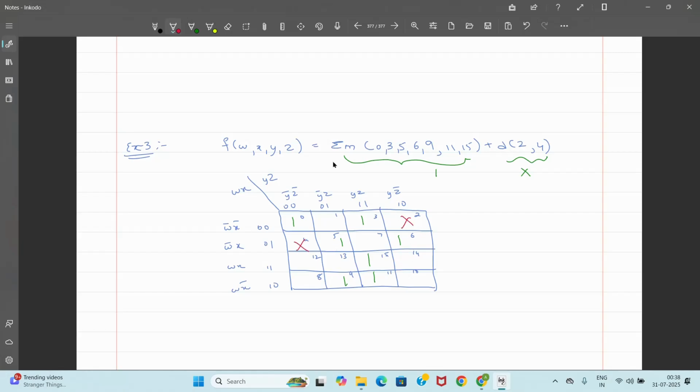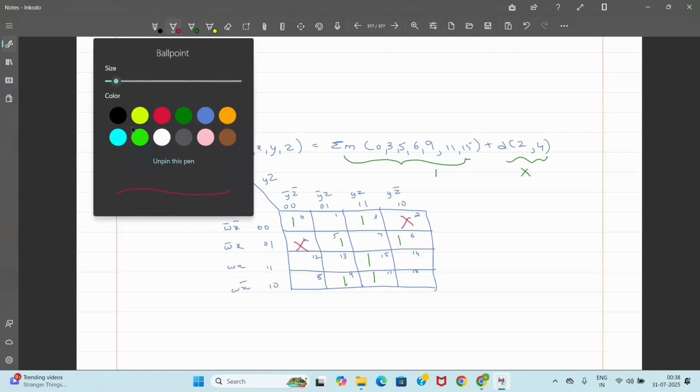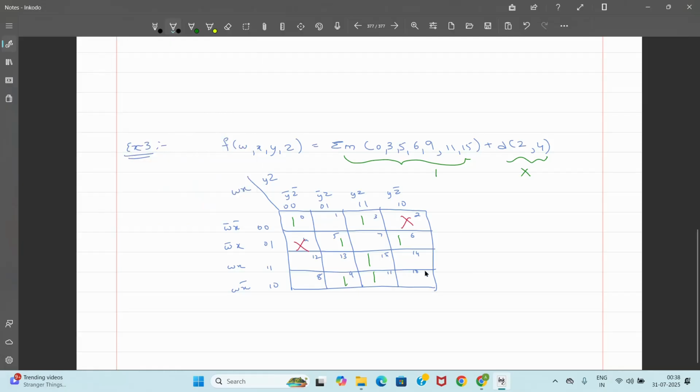So you can see if it helps you to form a group, then fine. Otherwise, you can just ignore the don't care also. Sometimes what happens, you will be having an X in a place where it cannot be used to combine with any one. In such cases, just leave that X as it is. Only if it can be used to combine with a one to make a bigger group, you use it. Otherwise, you can ignore it. Okay. So now I'll just start from here.